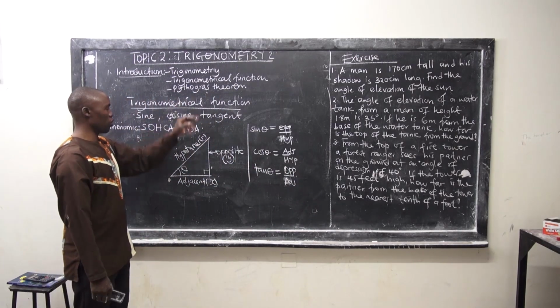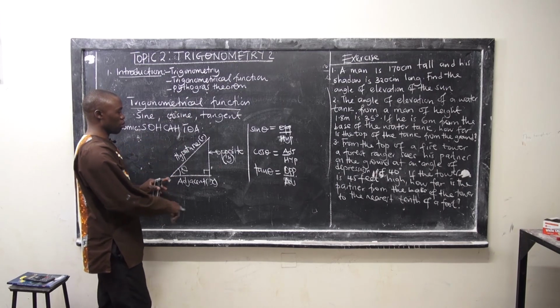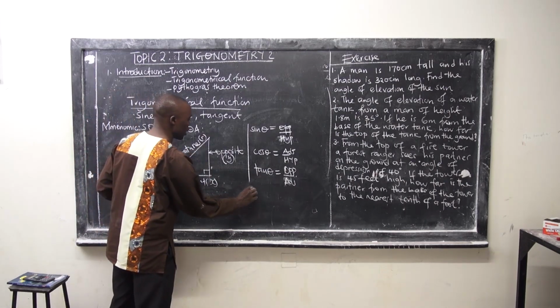Briefly on the Pythagoras theorem. Pythagoras theorem says that the longer side is squared.